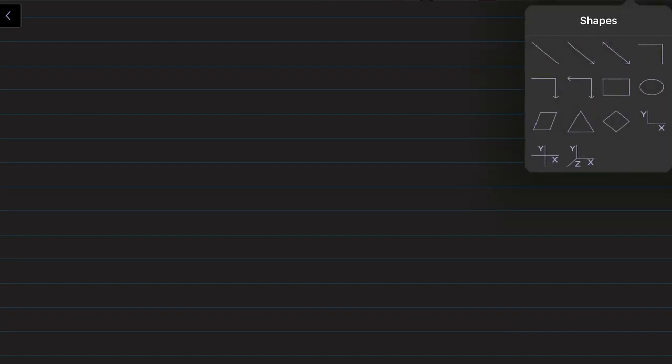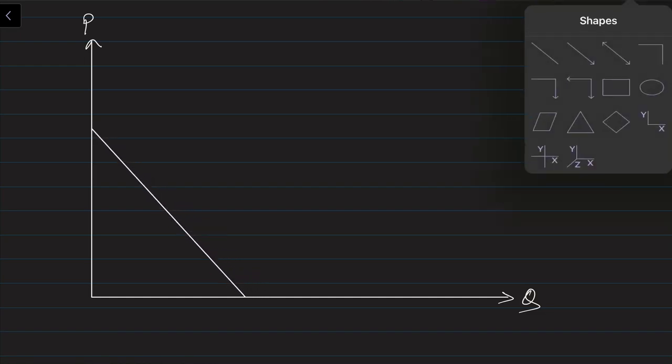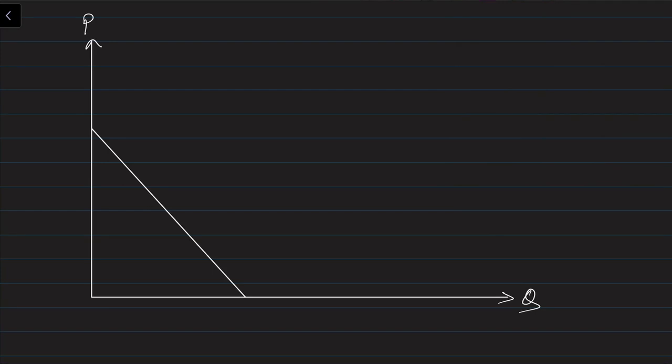So let's analyze the situation. Let me draw the graph first. On the horizontal axis we have quantity of slaves. On the vertical axis we have price of slaves. This is the original demand curve. And this is the aggregate demand curve.